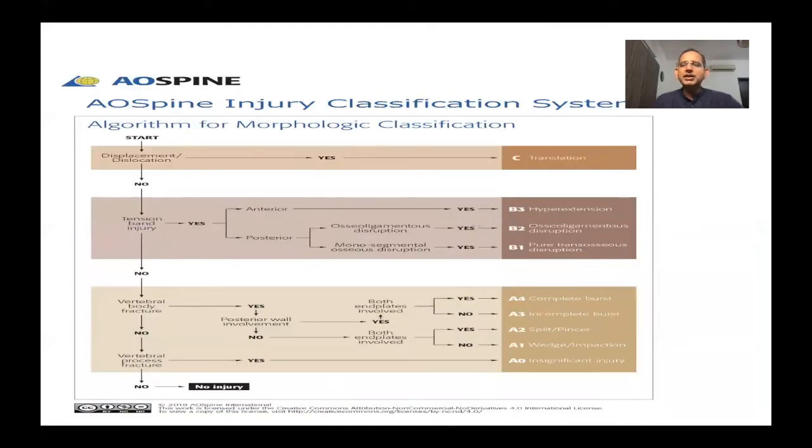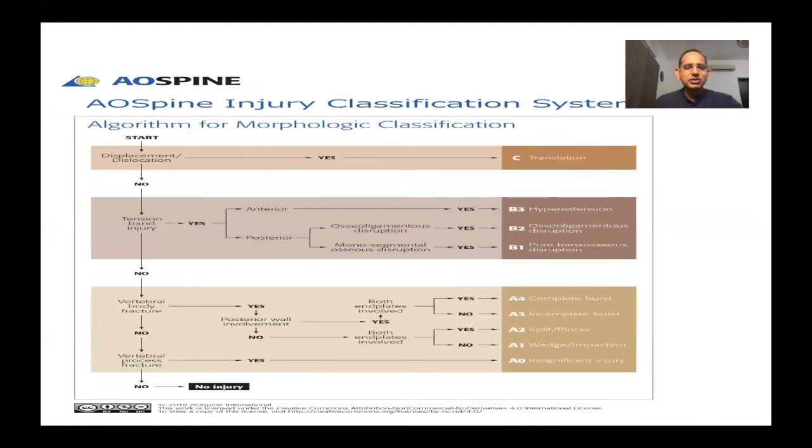They also devised what came to be known as the algorithm for the morphology classification. And based on this algorithm, the surgeon, as he's presented with the films, either the CT scan or the X-rays, should first look for any dislocation. If there is a dislocation, it's a straightforward C injury.